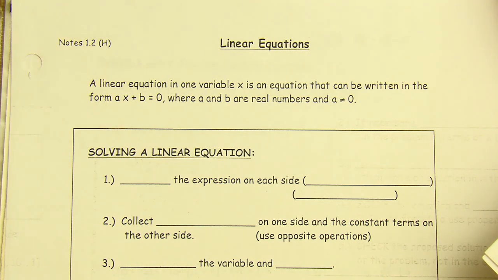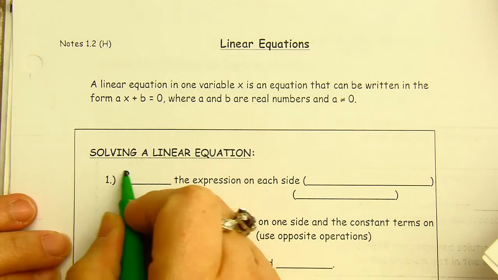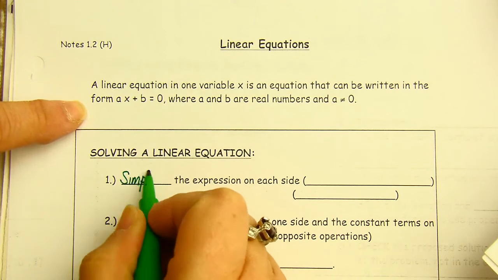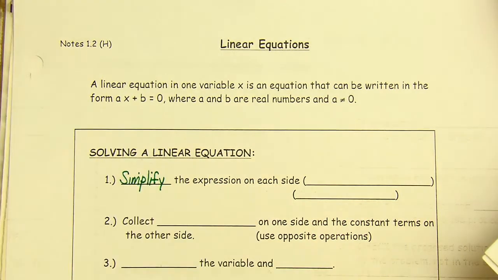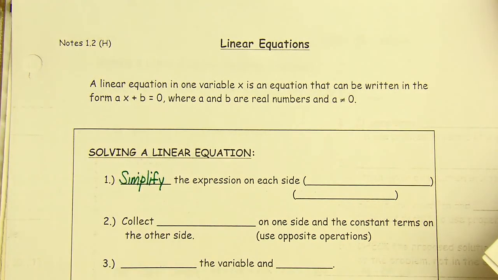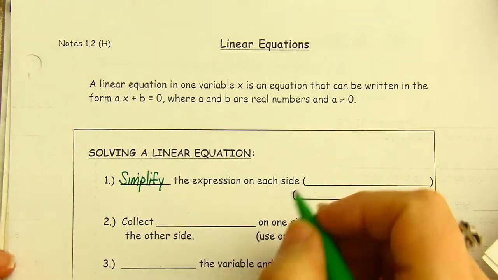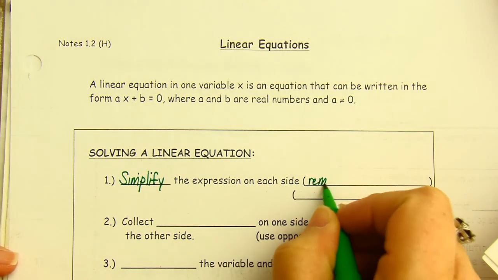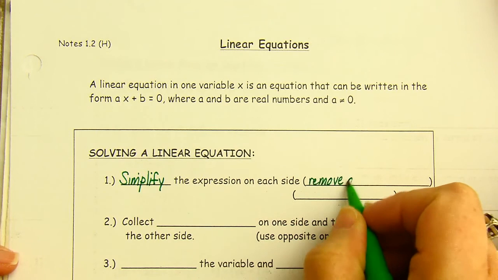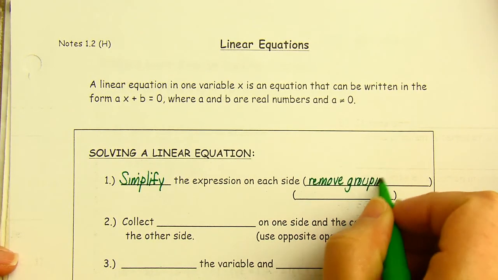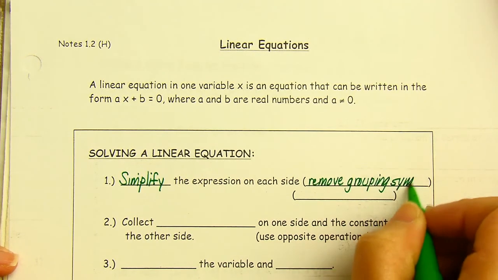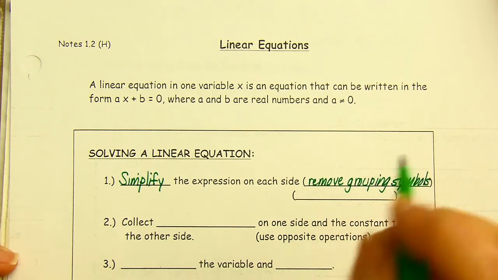So, solving a linear equation. This is a review. Alg 1, Alg 2. You've done these equation solving topics already. You first have to simplify each side of the equation. So simplify the expression on each side of the equal sign. You must make sure you remove grouping symbols. And also combine like terms.